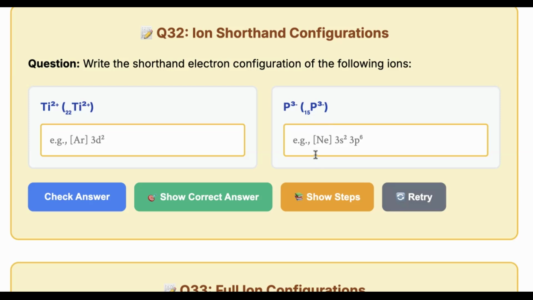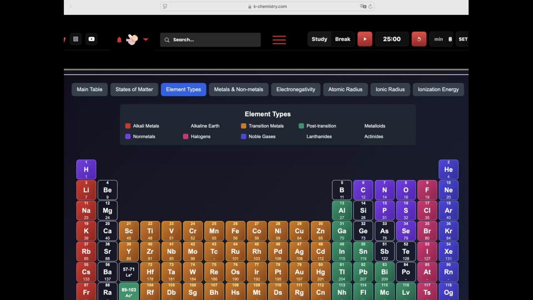The P3 minus, the phosphorus 3 minus. Take care, the phosphorus and 3 minus. It's not 2 plus, it's 3 minus. The electron this time is added or removed? Oh, this time the electrons are added because it's negative, not positive. So this one is correct. Let me see the phosphorus, what it will be. I still need to do the shorthand. So let me see. This is phosphorus. Where is phosphorus? Phosphorus is here.